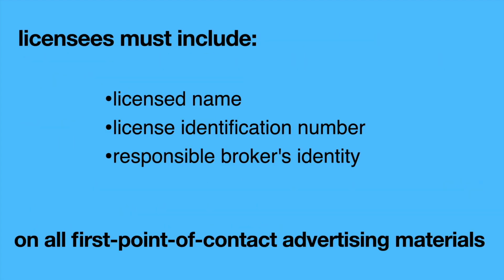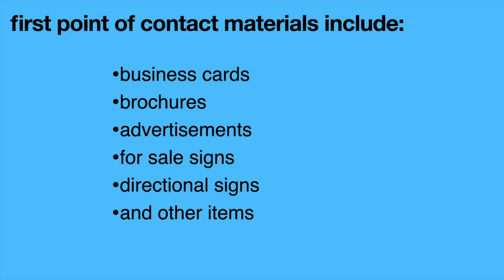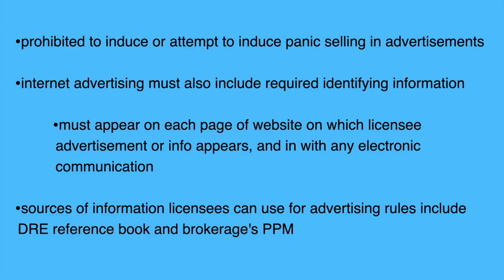Licensees must include their licensed name, license identification number, and broker's responsible identity on all first point of contact advertising materials. First point of contact materials that fall under the California Department of Real Estate advertising requirements include business cards, brochures, advertisements, for sale signs, directional signs, and other items. Inducing or attempting to induce panic selling in advertisements is prohibited.